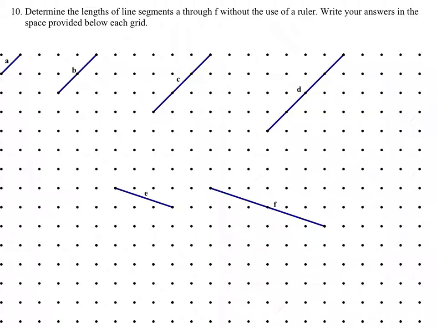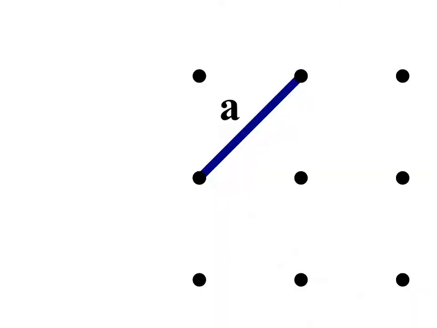In terms of the lengths of these lines, A through F without using a ruler, so we're not going to use a ruler. Besides, these are irrational. You need a scientific calculator. Write your answers in the space provided below each grid. I'm not going to use that space because I've got this grid right here.